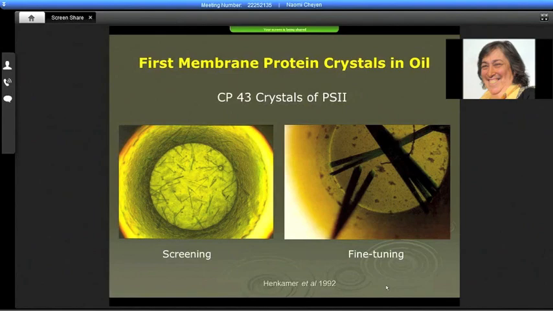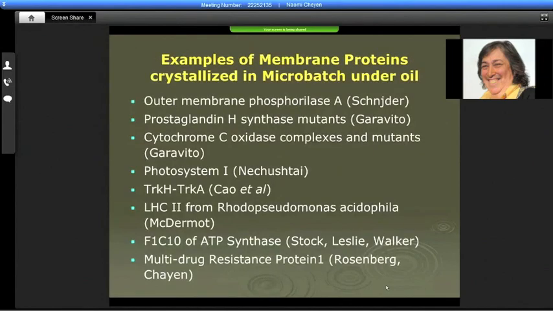And lo and behold, you get these little thin needles on your left, and after fine tuning you get proper crystals, and this is all under oil. And in the meanwhile, many people have got membrane proteins under oil, and here is a list of only some of them. What is interesting is that there are quite a few cases where membrane proteins will only crystallize in microbatch under oil and not via other methods.